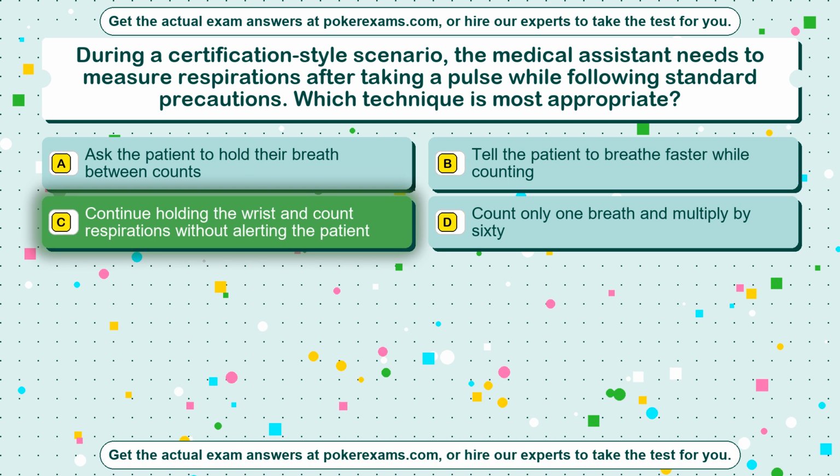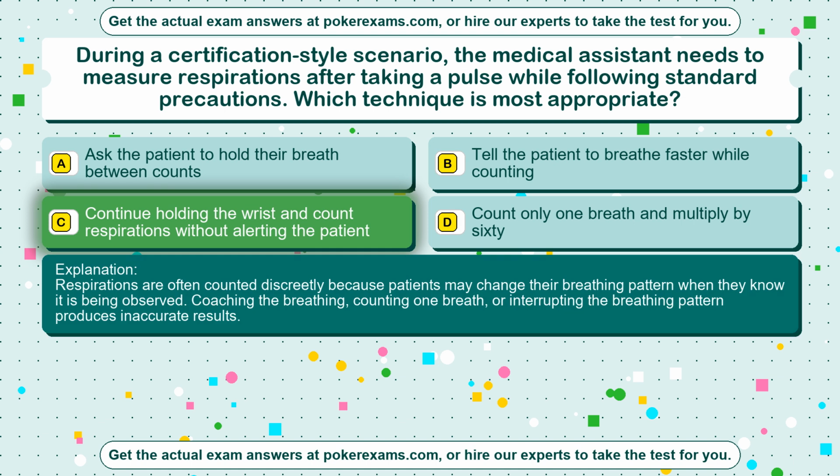The correct answer is option C, continue holding the wrist and count respirations without alerting the patient. Respirations are often counted discreetly because patients may change their breathing pattern when they know it is being observed. Coaching the breathing, counting one breath, or interrupting the breathing pattern produces inaccurate results.